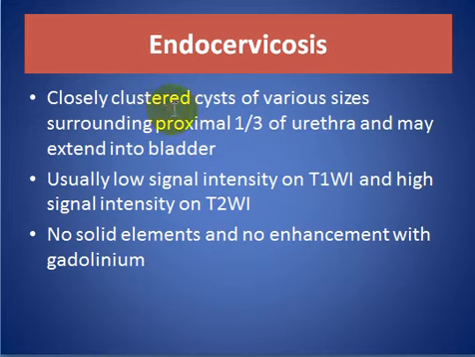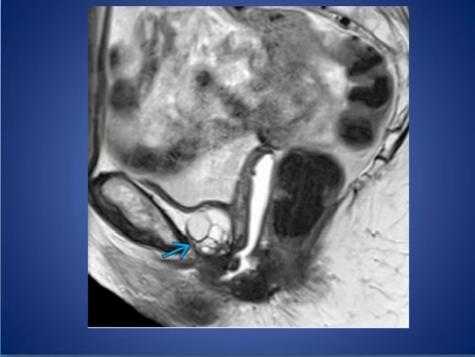Endocervicosis: closely clustered cysts of various sizes surrounding the proximal third of the urethra, which may extend to the bladder, usually low signal intensity in T1 weighted images and high signal intensity in T2 weighted images. No solid element and no enhancement with gadolinium is noted. Here, sagittal T2 weighted images show a cluster of cysts around the urethra. This is endocervicosis.